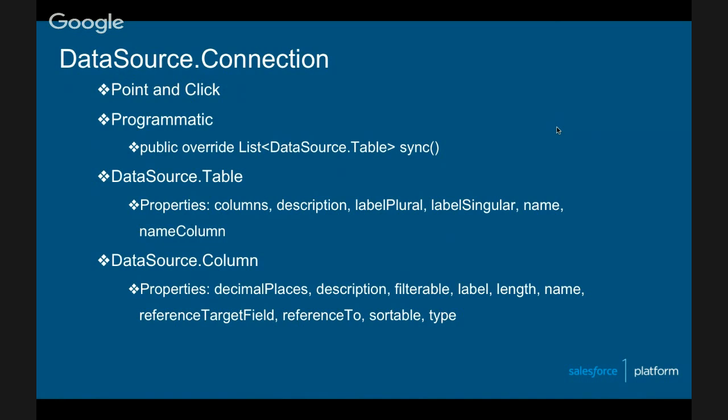So the column itself has its own properties. Going through those, they're kind of self-explanatory. Decimal places, description, filterable, label, length, etc. They all have specific uses depending on the type of column that you're creating. And I'll show you some examples of that later when we actually go into the connection that I've created and show you that table data layout.